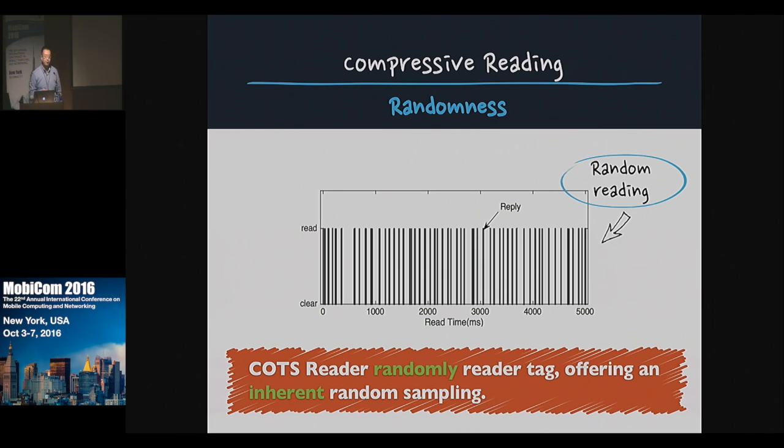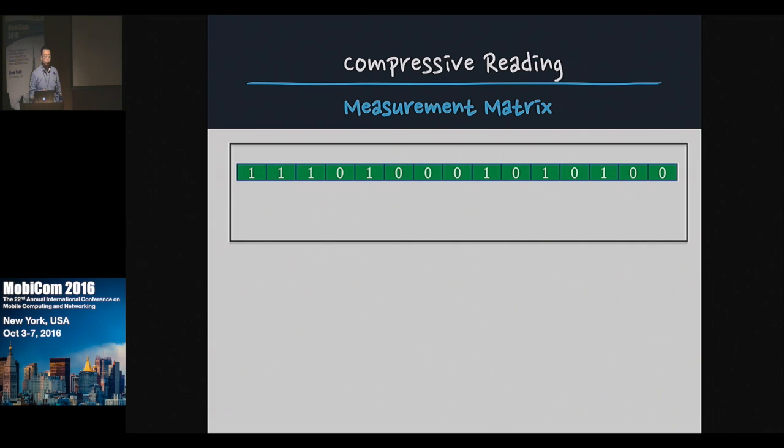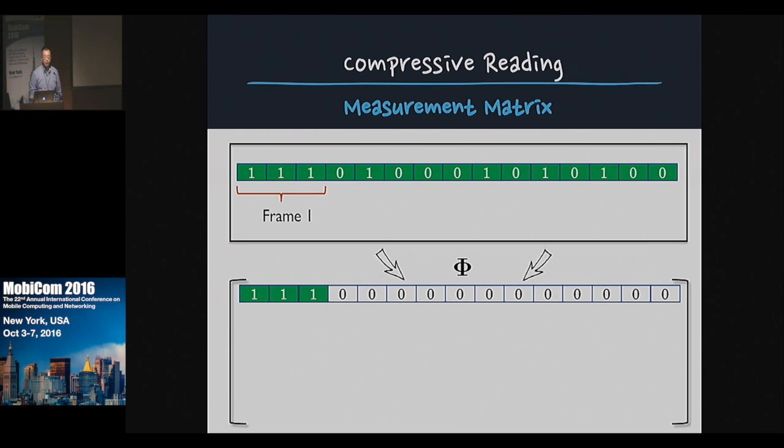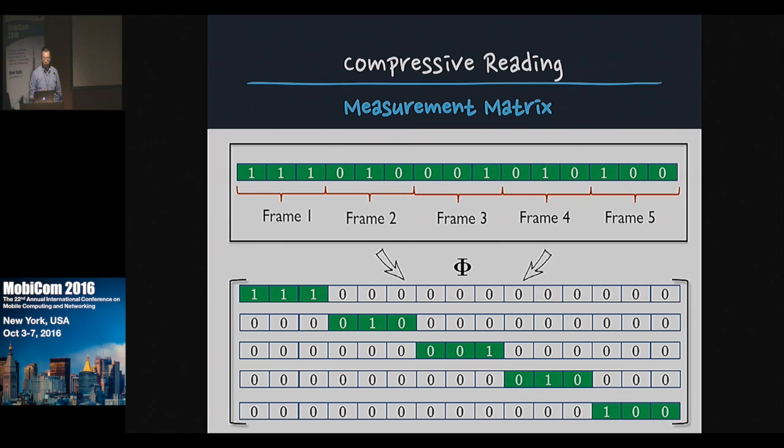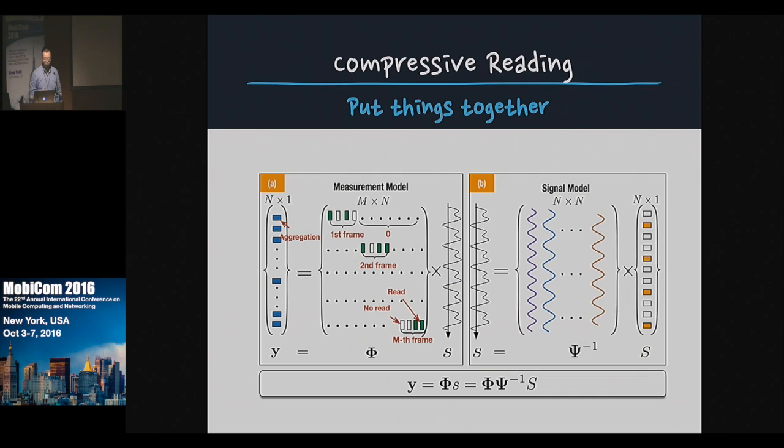And such fashion offers an inherent random sampling in our scenarios. How to use this inherent random sampling? We construct a measurement matrix like this. We further group the time slots into different frames, and each frame corresponds to each row in our measurement matrix.